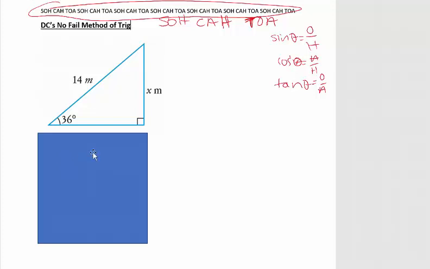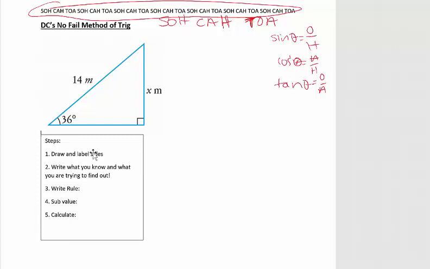So my method follows this. I'll just get rid of the little box for you. What happens is I insist that you write SOHCAHTOA up the top. The next thing you do is you draw and label the sides. So you'll see my triangles drawn. So now I'm going to label the sides.